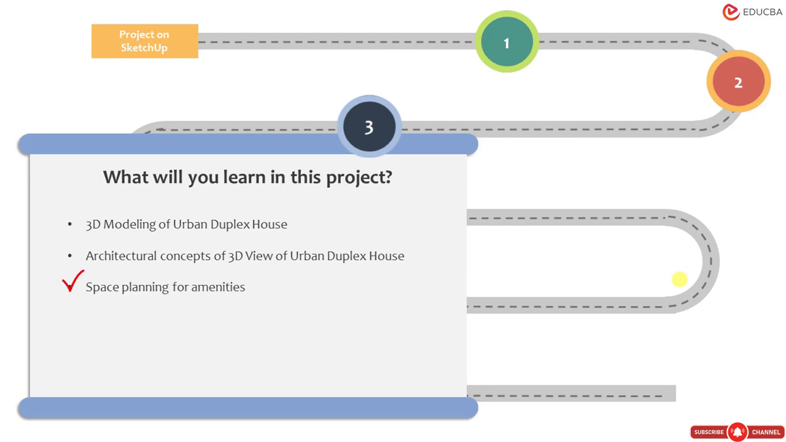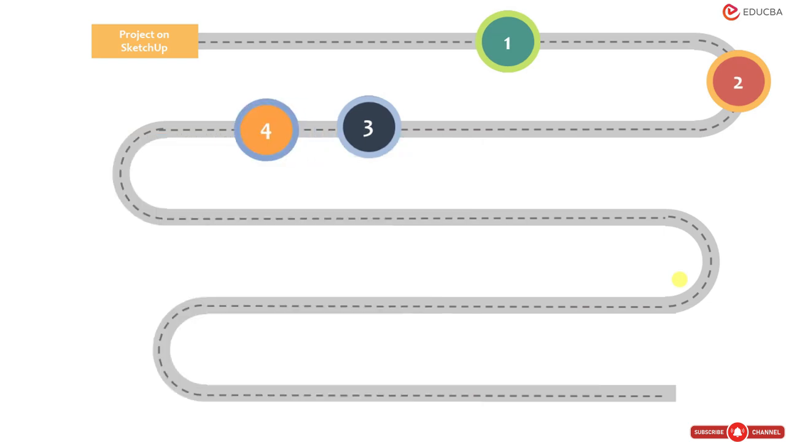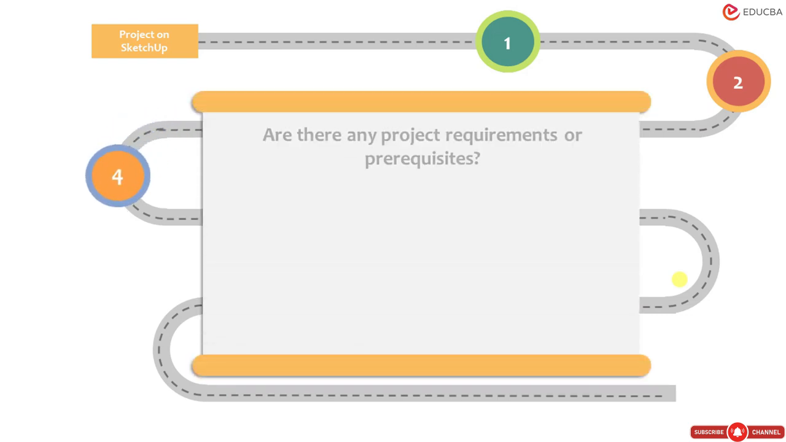We need to apply the architectural concept on that 3D view of the urban duplex house. Space planning of amenities. We will definitely provide the space planning for the different types of amenities required for the villa. V-Ray tools application. We will apply the V-Ray tools step by step for wall, glass and other patterns. So we will easily learn that.